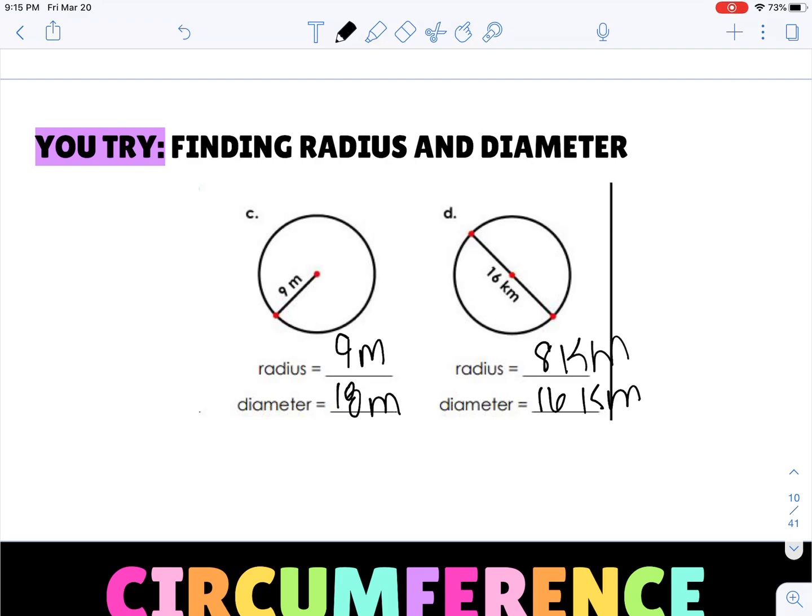Okay, in the first problem, the 9 meters is the radius because it has one endpoint on the circle and one endpoint on the center, which would make the diameter double that, so 18 meters. In the last problem, both endpoints are on the circle and it goes through the center, so that's a diameter, so that's 16 kilometers, which means the radius would be half of that, which would make it 8.